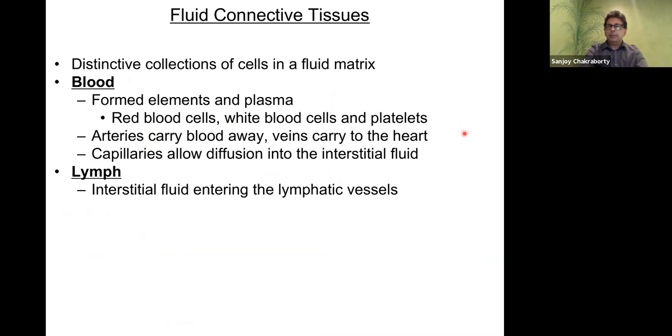Okay, the blood vessels carry the blood. So arteries carry the blood away from the heart. Veins carry the blood towards the heart. This you are going to learn in more detail in MP2.